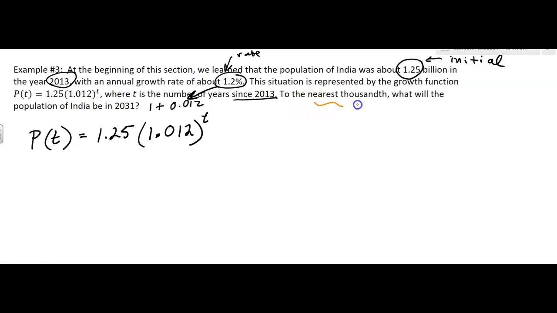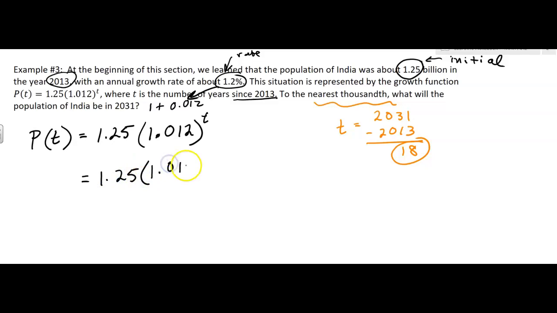Now it asks us, to the nearest thousandth, what will the population of India be in 2031? Well, the first thing you have to do is figure out t. What is t going to be? We need to know how many years it is since 2013. So you're going to take 2031 and subtract 2013. So 18 years? Okay, that is your t then. Now we're going to put this in as 1.25 times 1.012 to the power of 18.